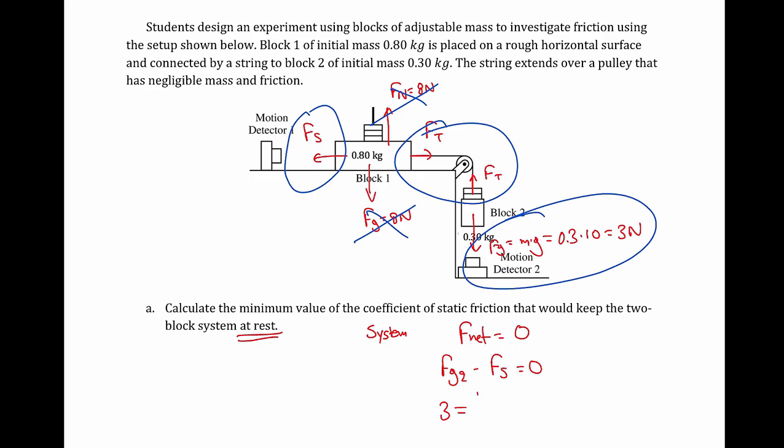This is equal to mu static multiplied by the normal force. So the mu static will be equal to 3 over 8, or approximately 0.38. And the coefficient of friction doesn't have a unit.